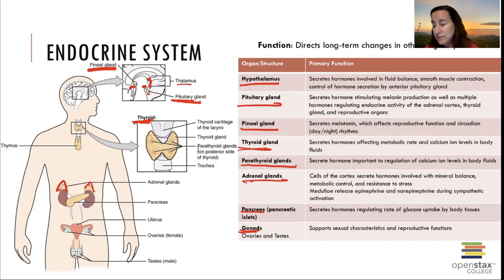So all of these, if I mentioned any of these things, if I mentioned gonads, if I mentioned pineal gland, hypothalamus, pituitary, those are all structures that are part of the endocrine system, and it is going to direct long-term change in other organ systems. That's its job.